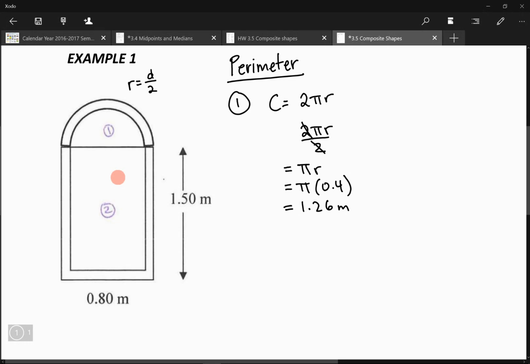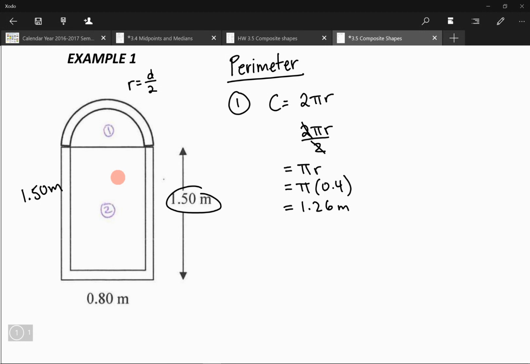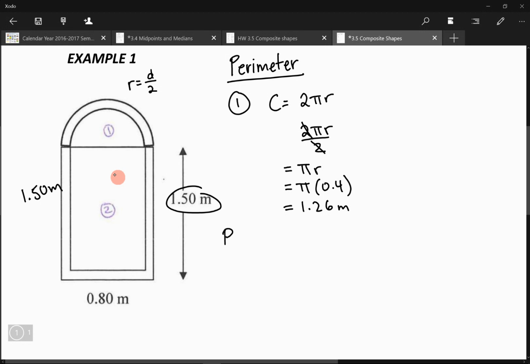So what other information do we have? Well, I know this side is 1.50 meters based on what I was given over here. And if I use those values, I can add them together to get my total perimeter. So perimeter P is equal to 1.26 plus 1.50 plus 1.50 plus 0.80 for a total of 5.06 meters.